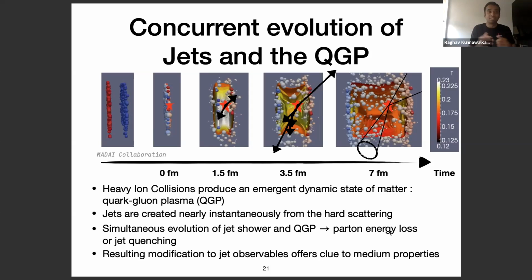This interaction results in parton energy loss. So think of it as someone running underwater versus someone running on land. Underwater, you're essentially quenched in this case, right? So jets lose energy in the medium, and the resulting observable that you see: you have a jet, you do a measurement in gold-gold, you do a measurement in proton-proton, you make a comparison. Any modification that you see, we have been using it as a clue to the properties of the medium.